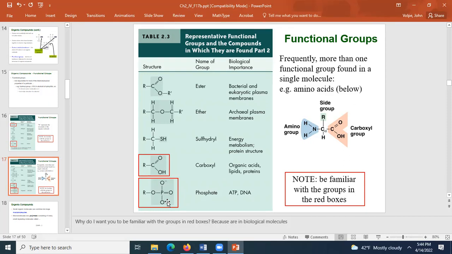Why do you think I want you to be familiar with the groups in the red boxes?